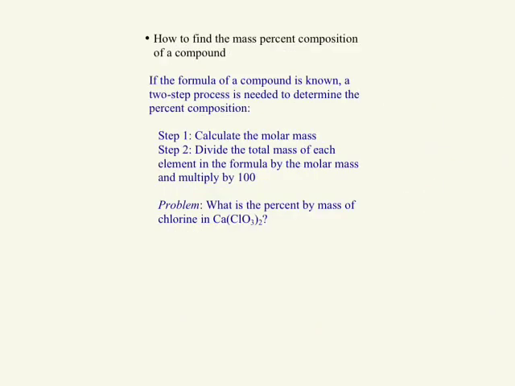How to find the mass percent composition of a compound. Percent means parts per 100 parts. The percent composition of a compound is the mass percent of each element in the compound. For example, let's look at this problem: what is the percent by mass of chlorine in calcium chlorate?